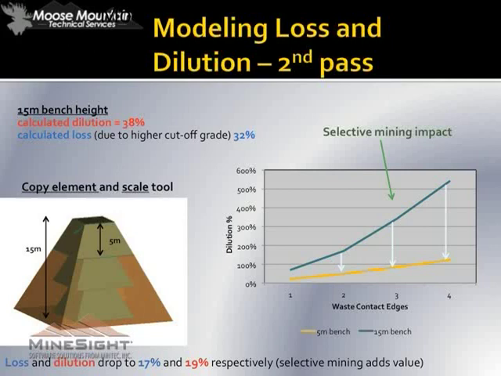After you do that, we're looking at a loss of around 17% and a dilution around 19%. And the loss is a cutoff grade loss. When you take a block and give it a bunch of dilution, all of a sudden it fails to meet your cutoff grade. So where it was ore, you add dilution, now it's no longer ore. That's the kind of loss we're talking about in this case study.